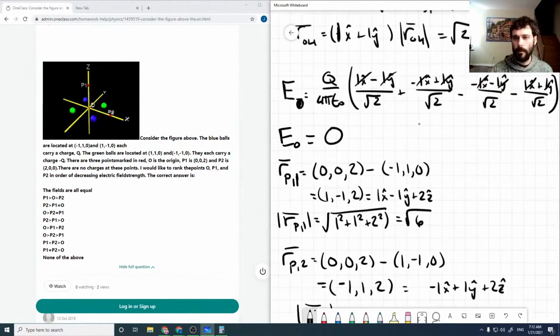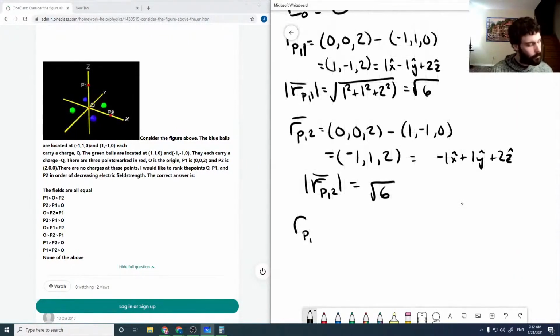I just realized those wouldn't be just root 2, those would actually be root 2 cubed, but it doesn't matter, they still cancel. Can't forget that.